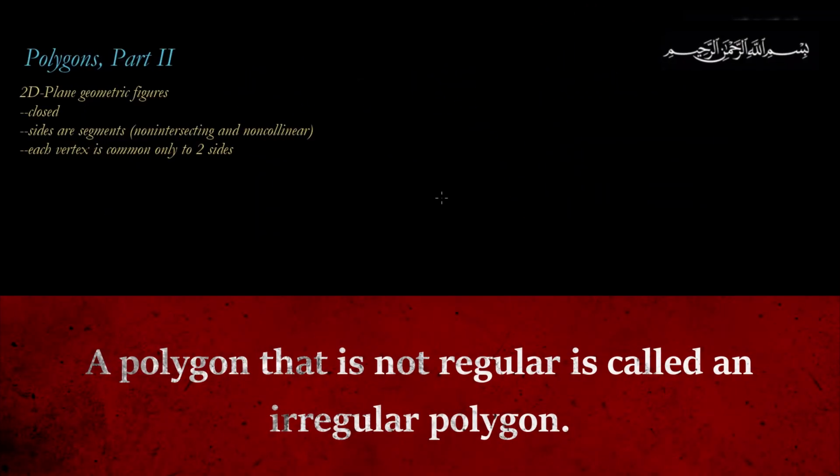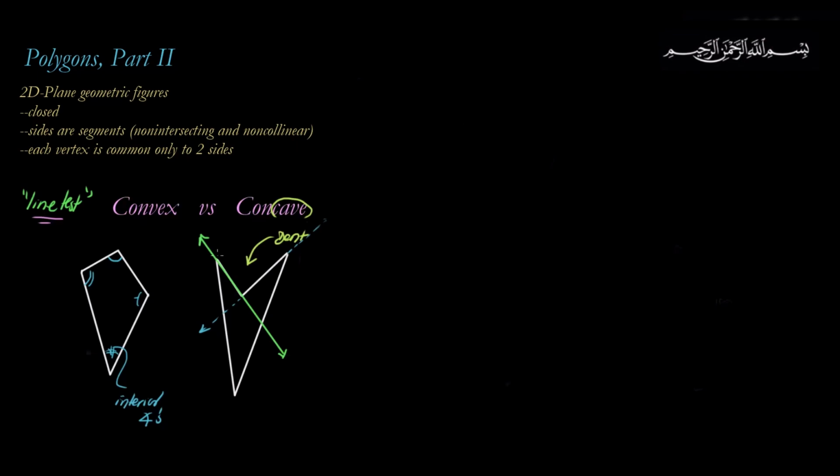So let's review. We talked about it a lot today. So before we finish, just this review. Polygons we defined previously as two-dimensional plane geometric figures that are closed, whose sides are made up of segments that are non-intersecting and non-collinear. Each vertex is common only to two sides. Okay, that was a basic definition of polygons. Then I suggested that there are two basic types of polygons: a convex polygon and a concave polygon.